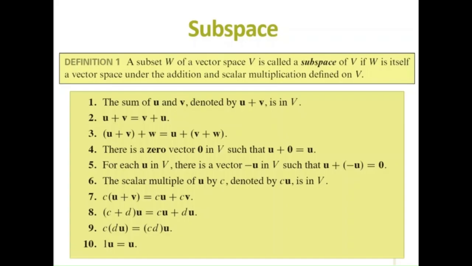A subset W of a vector space V is called a subspace of V if W is itself a vector space under the addition and scalar multiplication defined on V. So remember all those axioms from last section? There were 10 of them. And we used them to determine whether or not a set V was actually a vector space. Well, now we're going to be looking at some of those axioms to determine if a subset W is actually a subspace of a vector space V. But the good thing is we're not going to have to laboriously go through all 10, so you're going to be happy about that. So let's check out how this works.